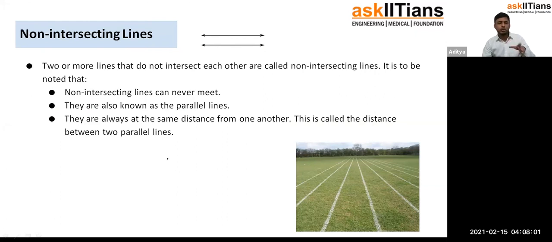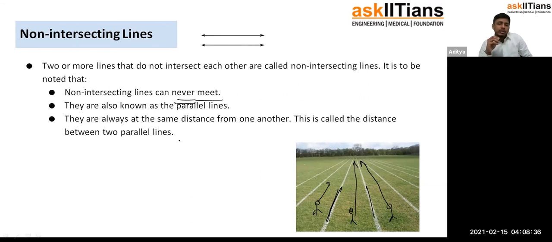A few points we should note are that they can never meet. Of course, if they are not intersecting, they can never meet, right? They are also known as parallel lines. Yes. For example, in a racing track, these lines are parallel to each other because they will never meet. If a person starts running from here, he can go forever. These lines will never meet. A person running from here also can travel like this in this lane. Another person can travel in this lane. So all these lines that are present, they are parallel lines.